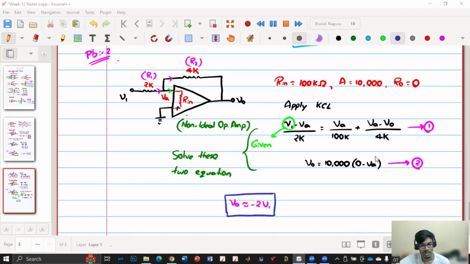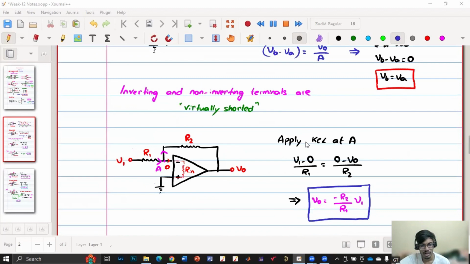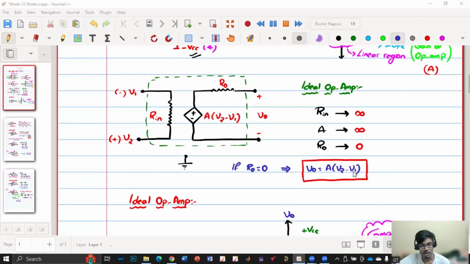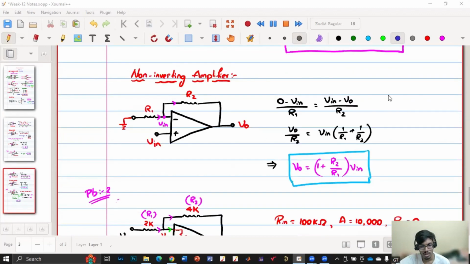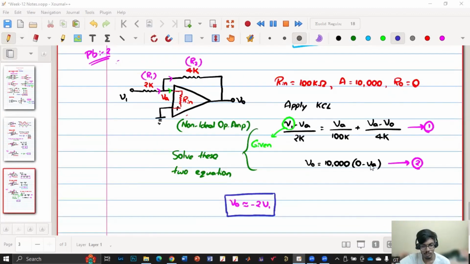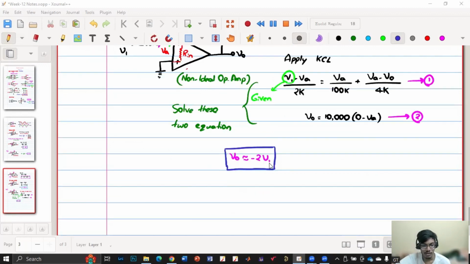And the other equation is the one that we know: V naught equal to A into (V2 minus V1), because R naught equals 0. So here also our question has R naught 0. So V naught equal to 100 into (V2 minus V1). So this is my non-inverting terminal, 0, minus the inverting terminal VA. V1 is given. First we need to substitute VA in this equation, and we have to get a relation between V naught and V1. If you calculate it, it will be very close to minus 2, not exactly.